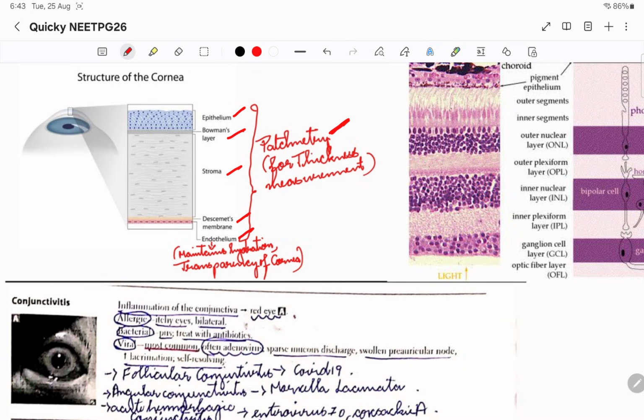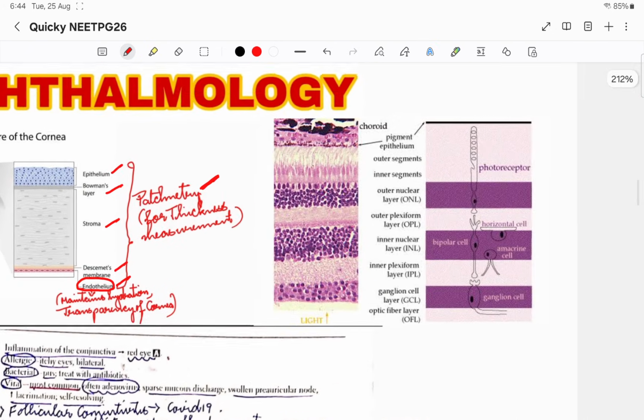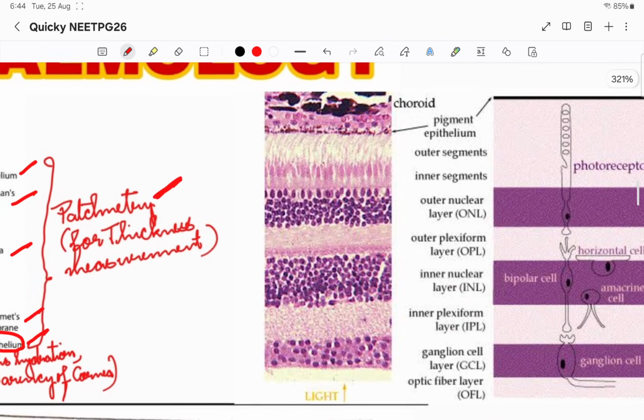Then one more question that was asked, this was a previous question: what maintains the hydration and transparency of the cornea? It is the endothelium layer, the last layer. The endothelium layer is what maintains the hydration and transparency of the cornea. Then coming on to the layers of the retina.